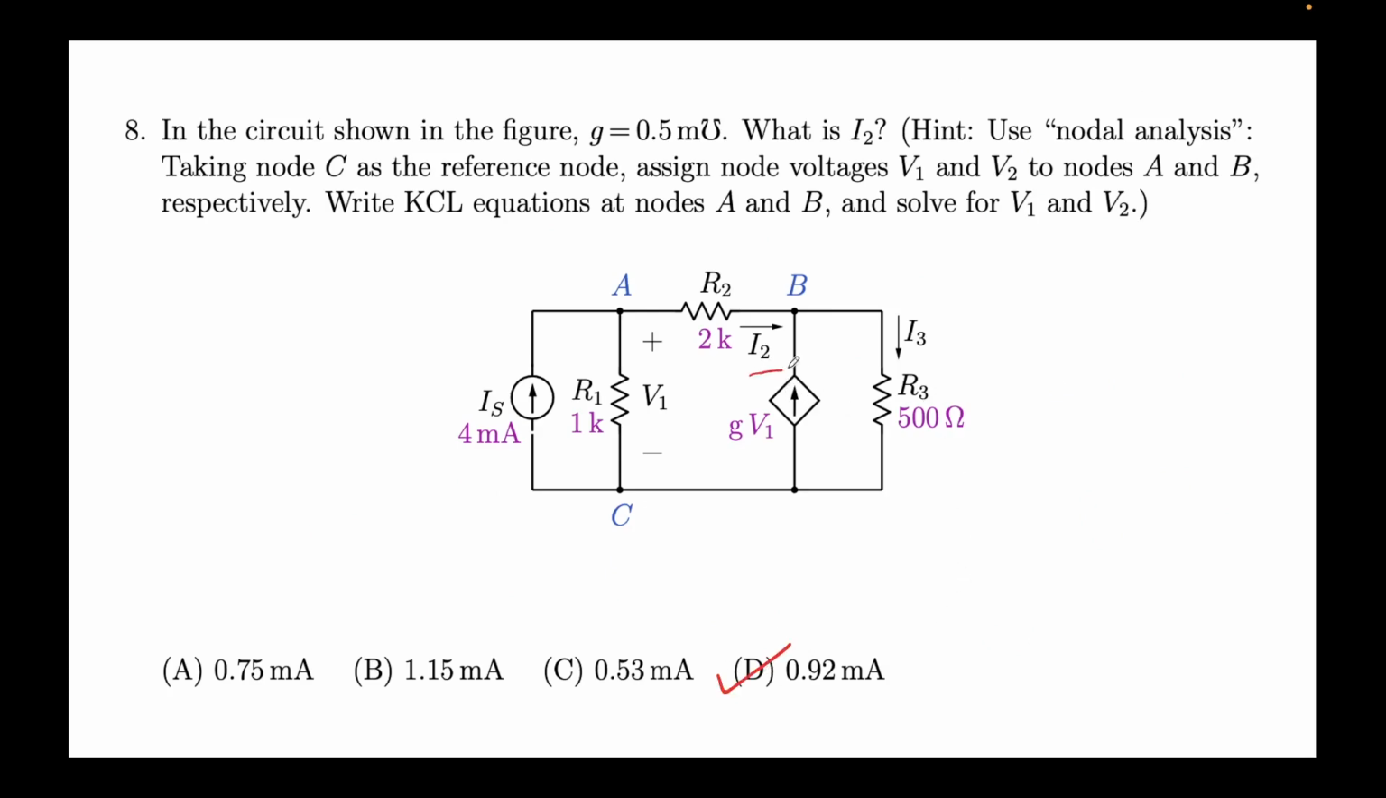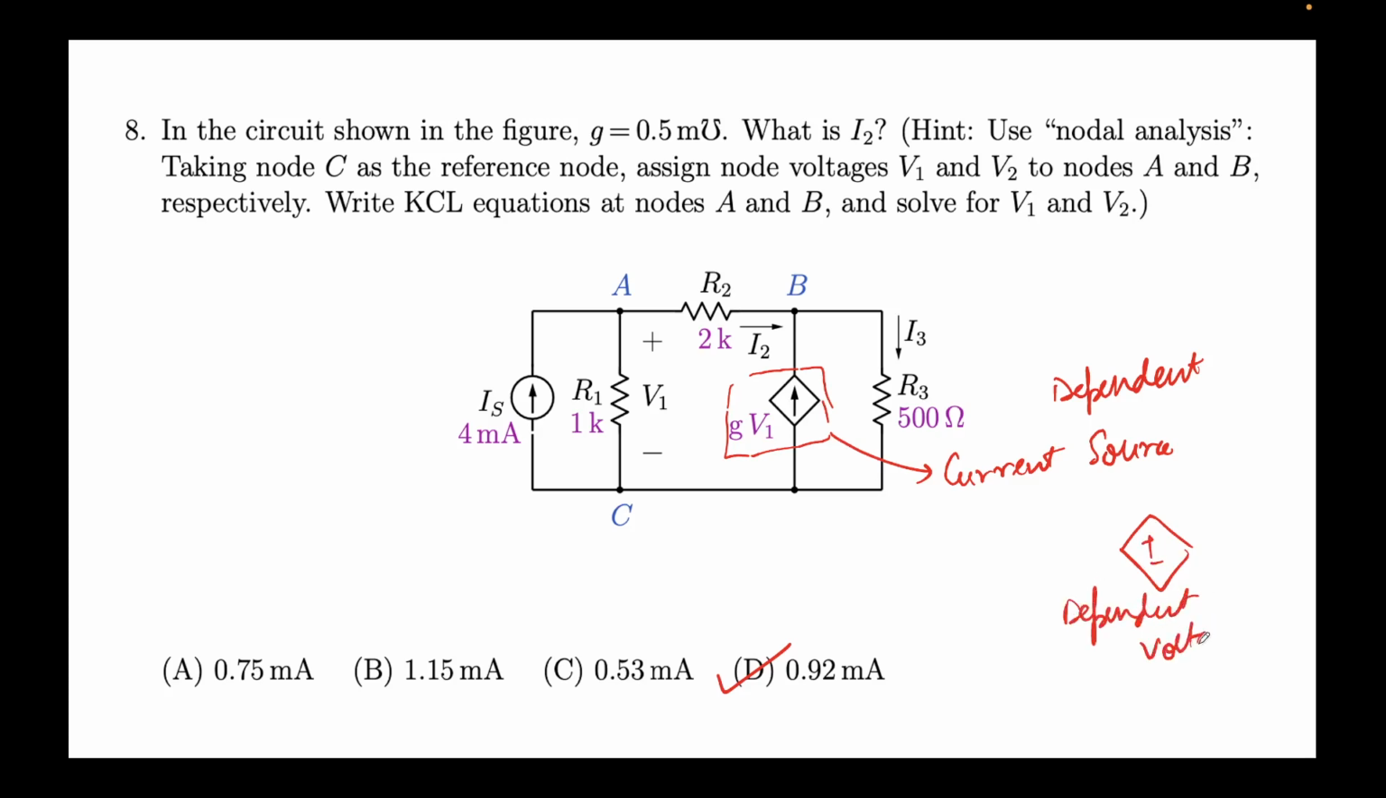By the way, I forgot to mention, this is a current source. How do I know it's a current source? There is an arrow inside it, but it's not closed in a circle, it's closed in a diamond. This means it's a dependent current source. Similarly, this is the symbol of a dependent voltage source. You can see that this current source is dependent on some voltage V1.